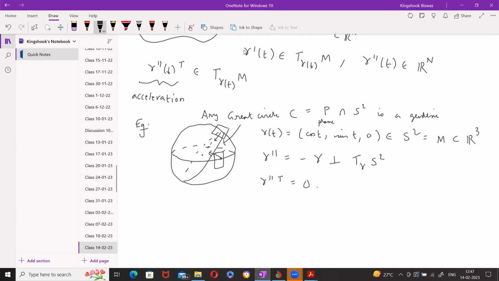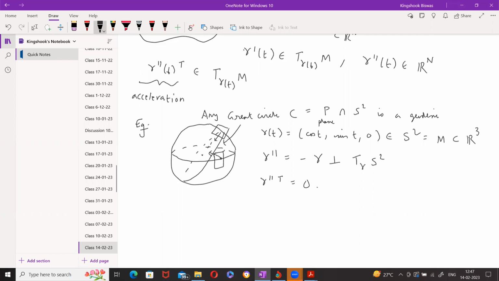Okay. So this is a simple example of geodesics. So a geodesic means the tangential component of the acceleration is 0. In other words, the acceleration is only normal to the manifold. Any acceleration is only in the normal direction.